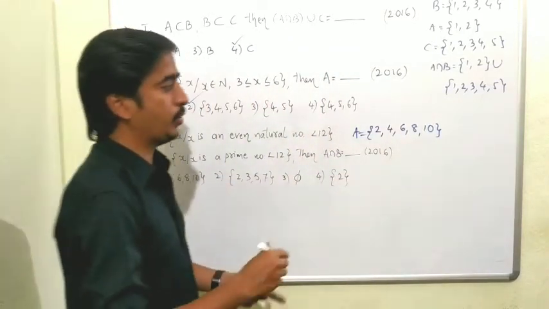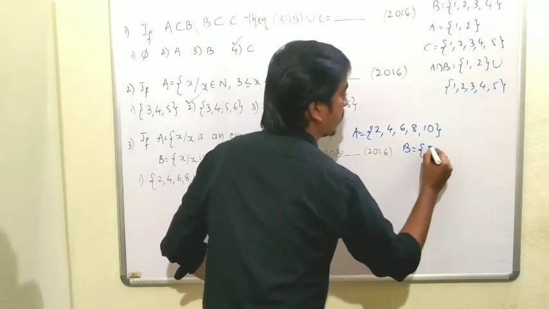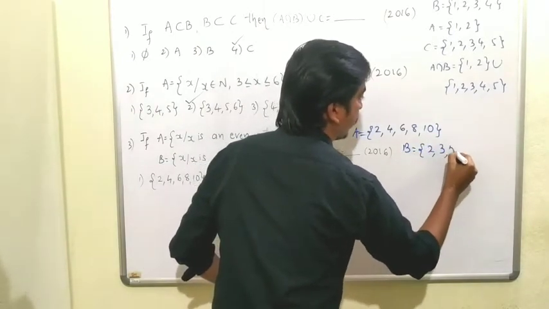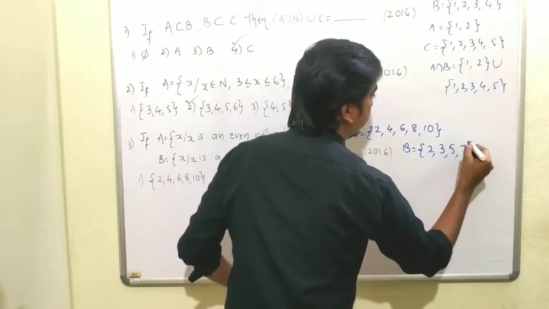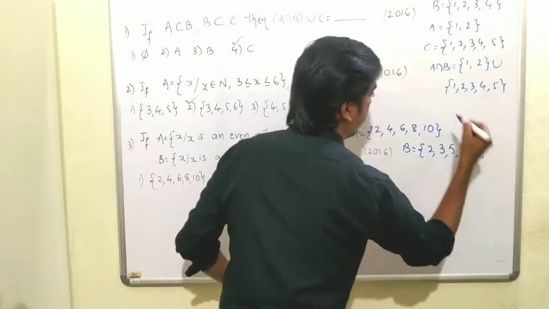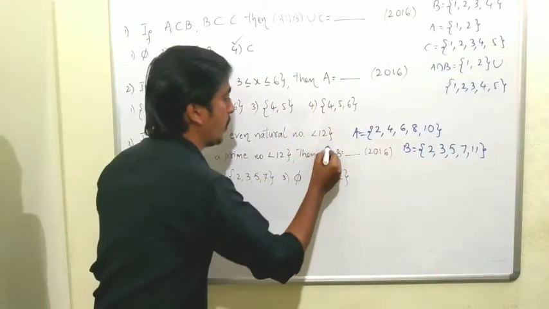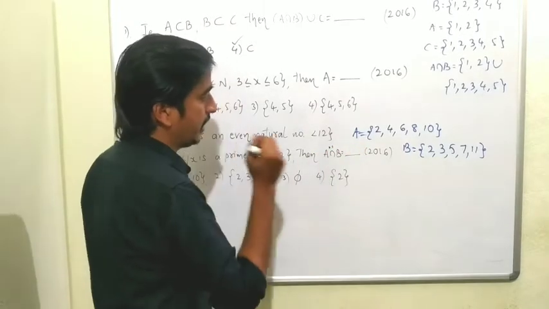Next, set B. Prime numbers less than 12. What are the prime numbers less than 12? The prime numbers are 2, 3, 5, 7, 11. Right. So asked A intersection B. Intersection means the common elements. What are the common elements here? 2.